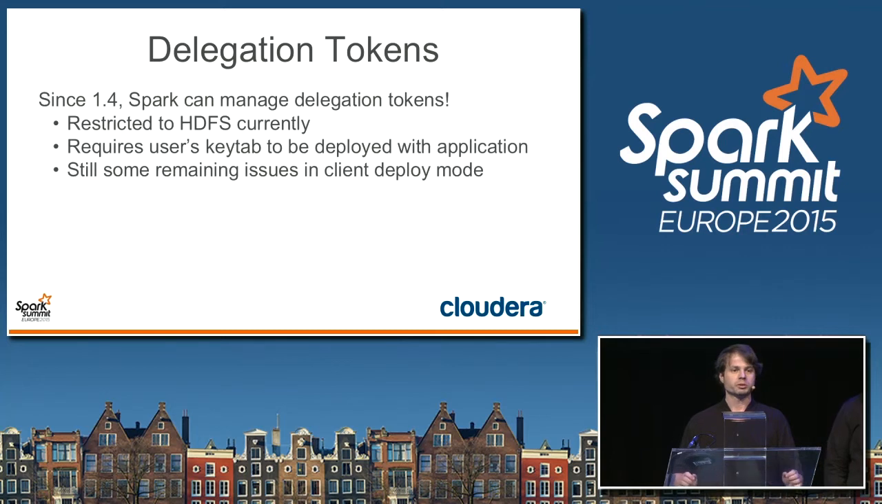So since Spark 1.4, code was added that allows you to let Spark manage these delegation tokens. So basically what you need to do is when you deploy your Spark application, you give the Spark application all the credentials for your Kerberos user. And then before the TTL of the delegation tokens triggers, Spark will relog into the KDC and refetch delegation tokens from the needed services. And in this case, it only supports HDFS.